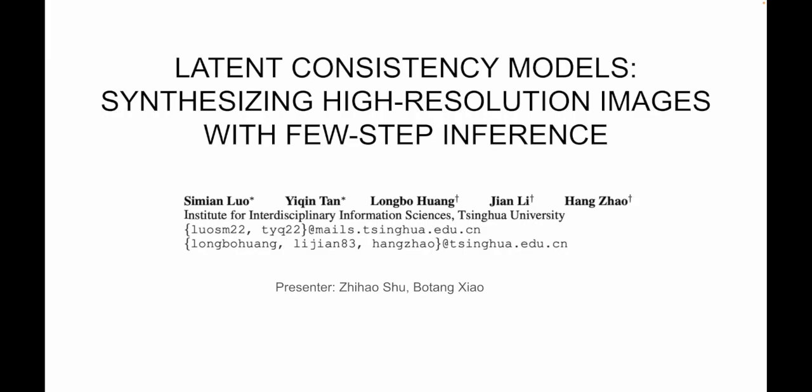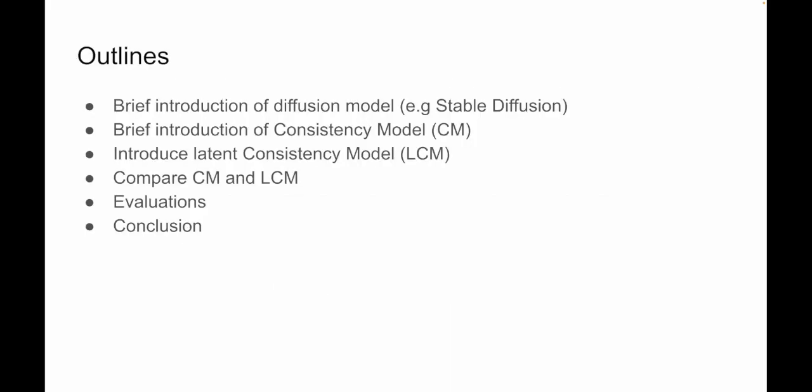My name is Zhao Shu. My partner's name is Bo Xiao. We are going to present this paper. The outline of this presentation is divided into 6 parts.